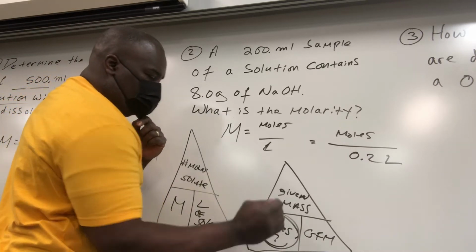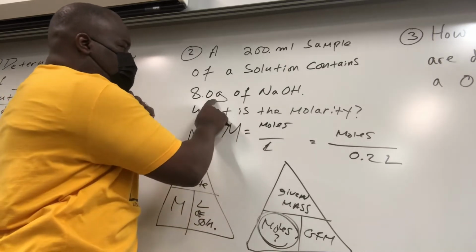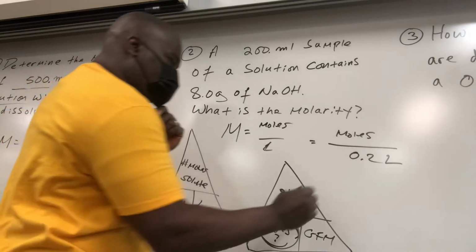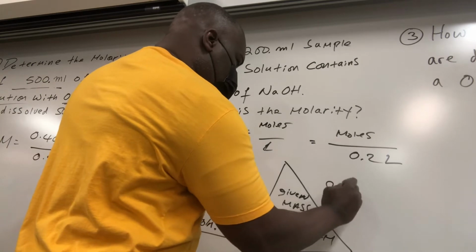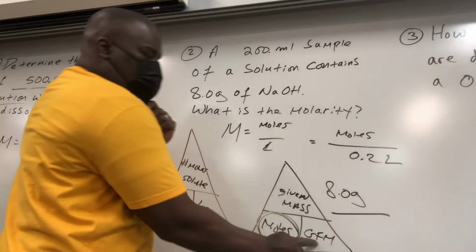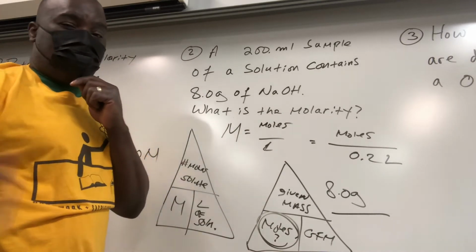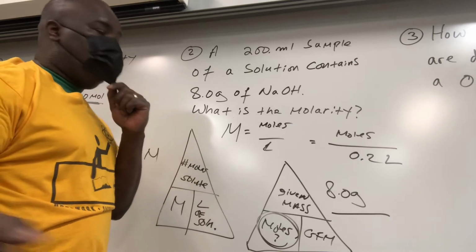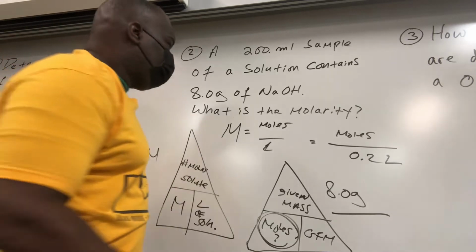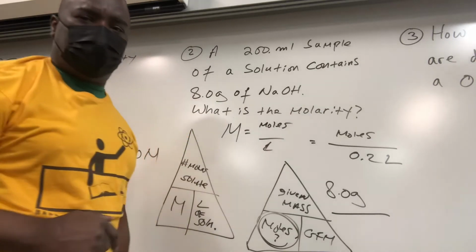We don't quite know the moles. But did they give us a mass? Yes, they did, 8 grams. So we'll make a note of that. We have 8.0 grams of NaOH as our given mass, and we need to divide that by the GFM. Now, can you remember what the GFM is? Gram formula mass. How do we find that? We add up the masses of each of these elements in the compound.